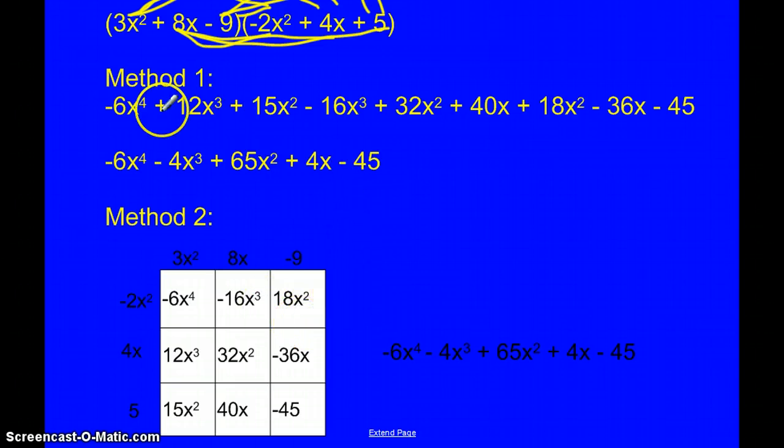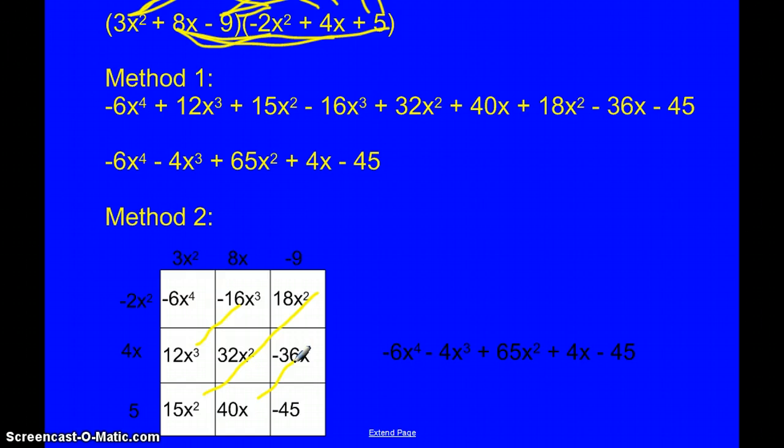Now you'll notice our results from method 1 here are exactly the same as the results that are in our box. But the answer in our box is much more organized, and it also sets up one thing very nicely. When you go to do your answer, we have negative 6x to the fourth. Then look at your x cubes here. They fall in a diagonal. So your like terms end up all being on diagonals. So it really helps that organizational process.